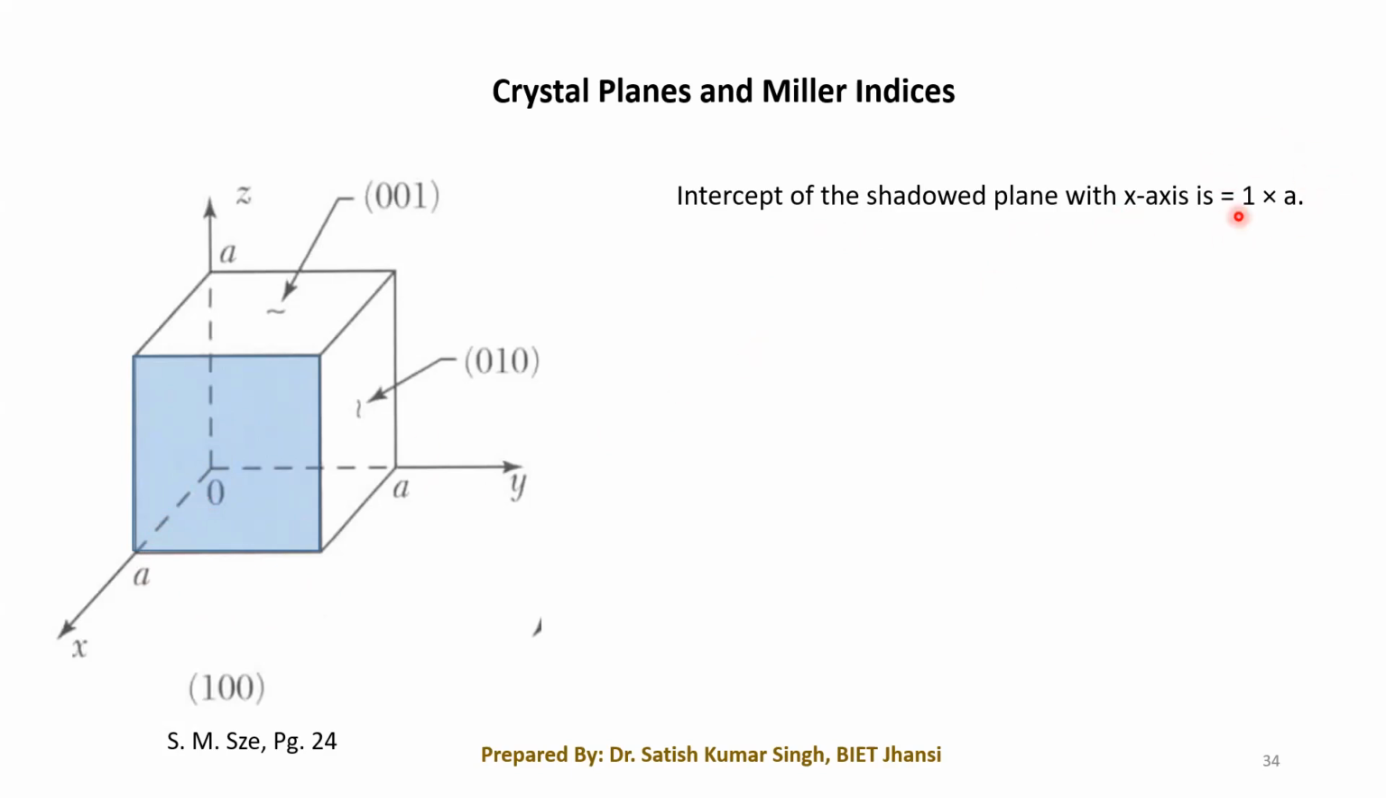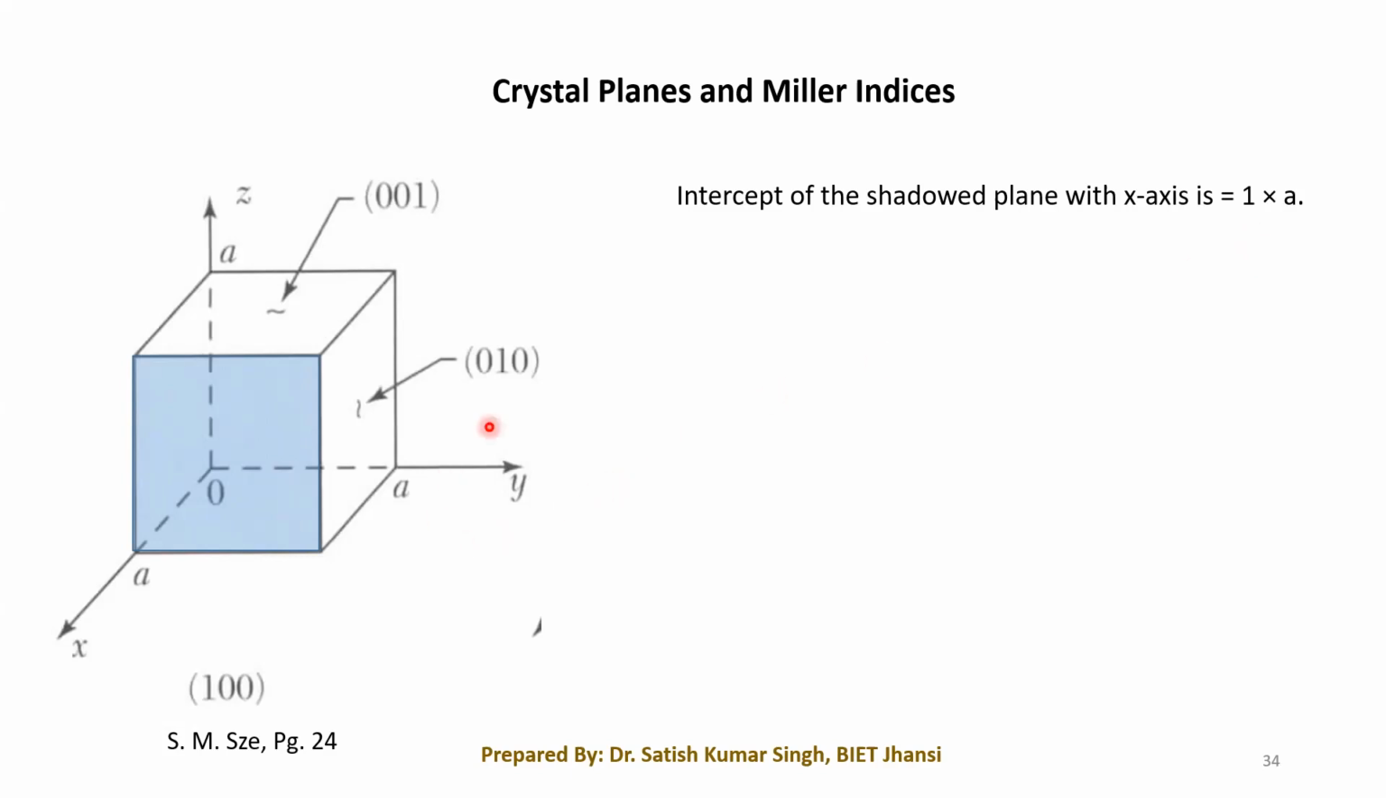I will be taking a coefficient of 1, and I can take this plane at either a, 2a, 3a, and like that. Similarly, I can also take the plane in the backward direction, like at minus a, minus 2a, minus 3a. So first of all, the intercept of the shadowed plane with the x-axis is equal to 1 cross a.